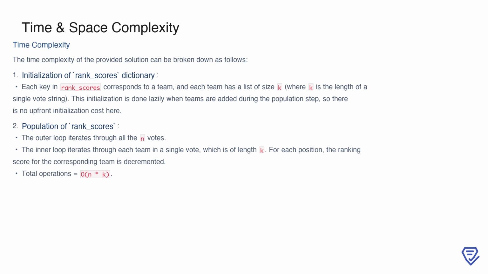In analyzing the time complexity of our solution, we start with the initialization of the rank_scores dictionary. Here, each team is assigned a list of size k, where k is the length of a single vote string. Since this initialization happens lazily as we populate the dictionary, there's no upfront cost for setting it up.